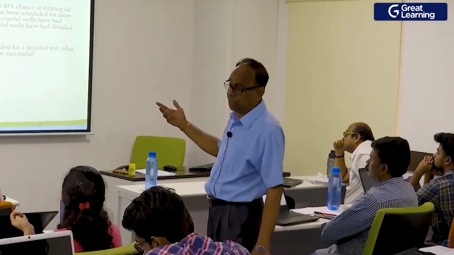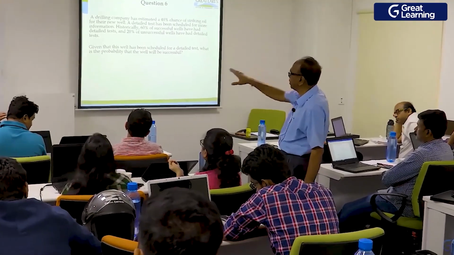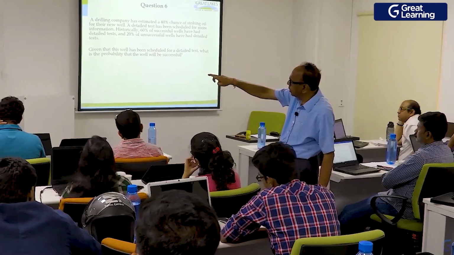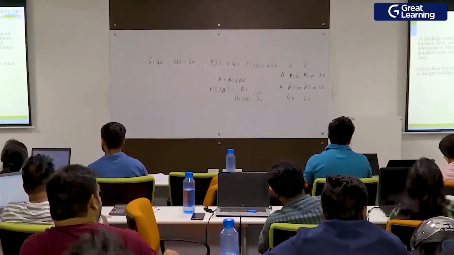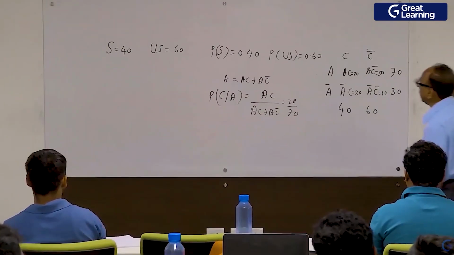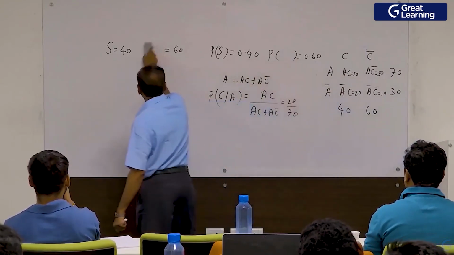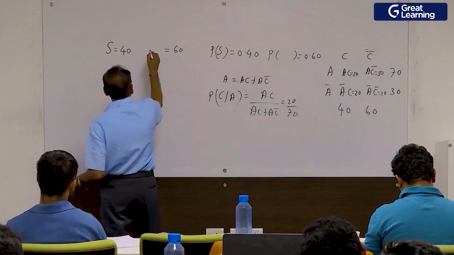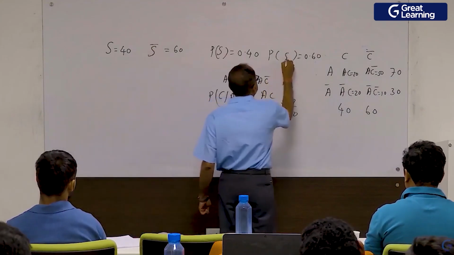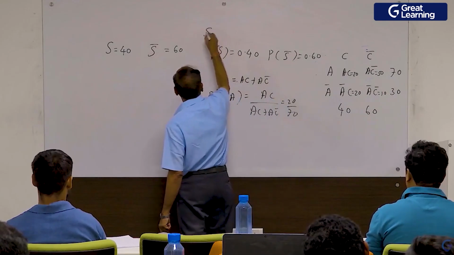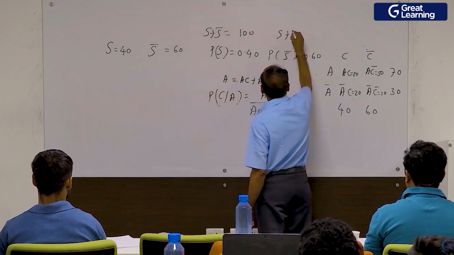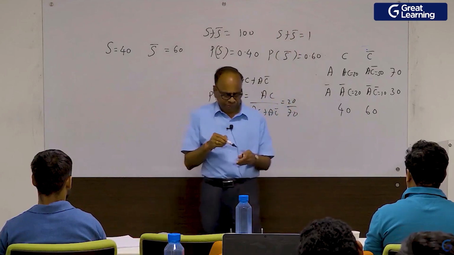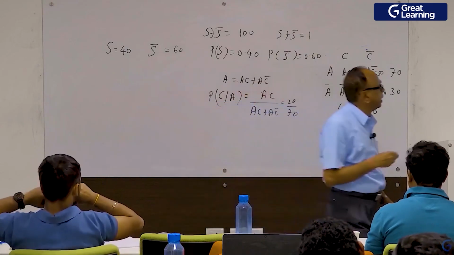There are 2 outcomes here. Historically, this information is given. So probability of S is 0.4, probability of US is 0.6. If I use proportion, S plus S bar, US I can call it S bar, S bar is 60. This is S bar is 0.6. So if I use the Boolean rules, S plus S bar is 100 if it is frequency, S plus S bar is equal to 1 if it is a proportion. Whichever way is convenient, you can use it.